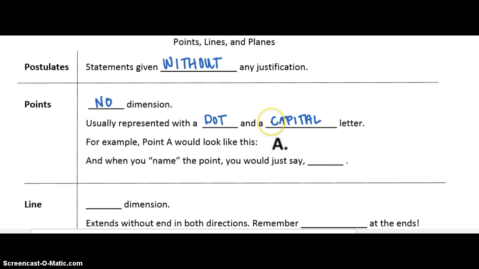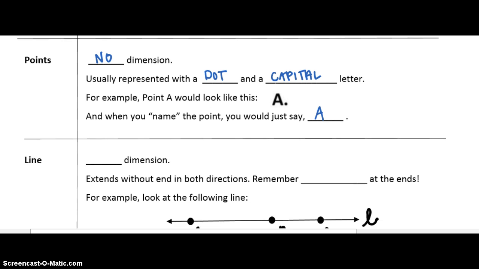That would be point A right there. And when you name the point, you would just say A. So if I said, list the point on this page, you would just write A. You don't have to write the word point in front of it. If you do, it's fine, but you're just doing extra work.